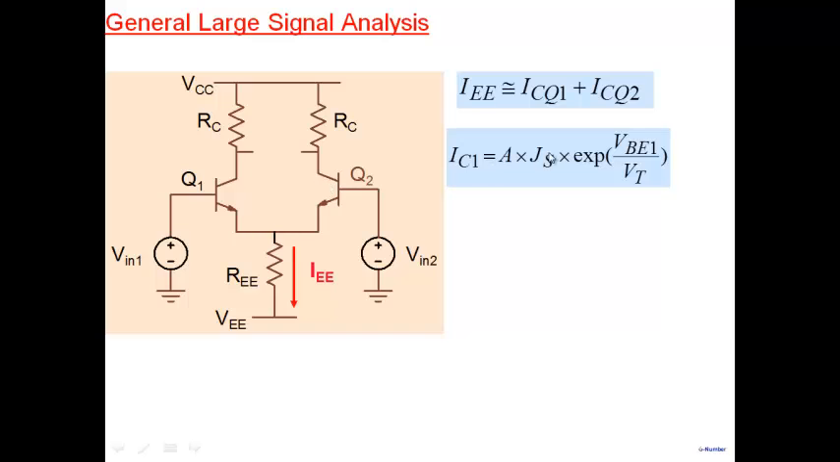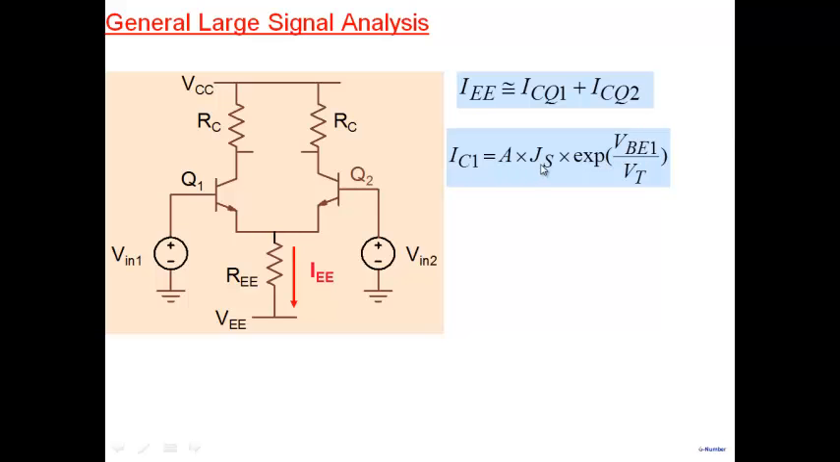Now, if we look at IC1 for this transistor, it will be equal to the saturation current of this transistor multiplied by exponent VBE1 by VT. This is the base emitter voltage of this particular transistor. So we are using the relationship between collector current and base emitter voltage that we know holds for a bipolar transistor in forward active mode. Of course, there is a term here, 1 plus VCE by VA also, early voltage, but we are assuming that term is small, so we are neglecting that. So IC1 is given by this expression here.